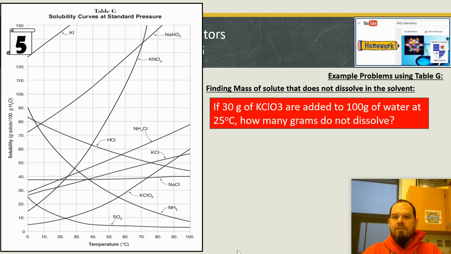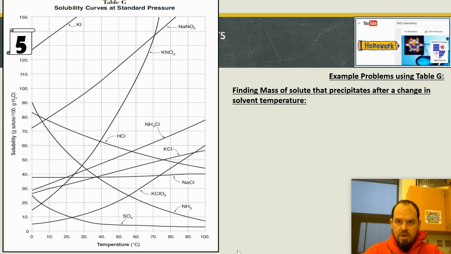One more, 30 grams at 25 degrees of KClO3. Oh, that 3 should definitely be subscripted. Well, at that temperature of 25 degrees, it will only hold 10 grams. So 30 minus 10, 20 grams did not dissolve. So here we are subtracting. We're going to do some more here.